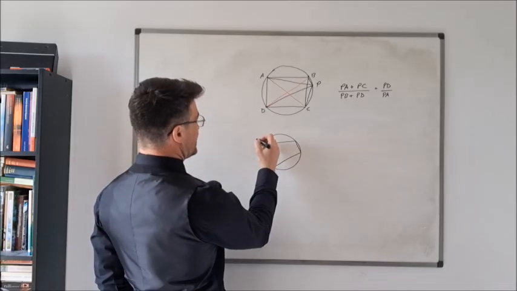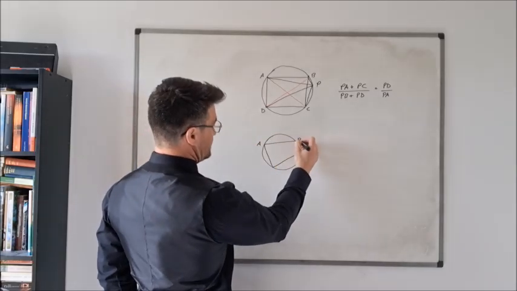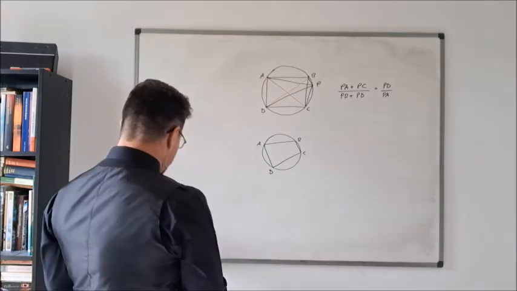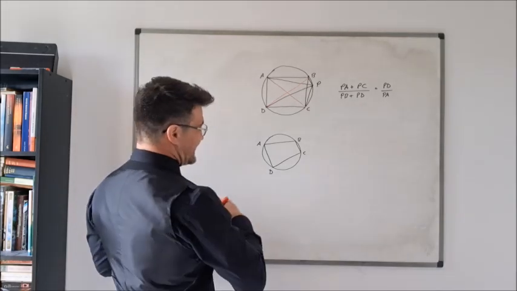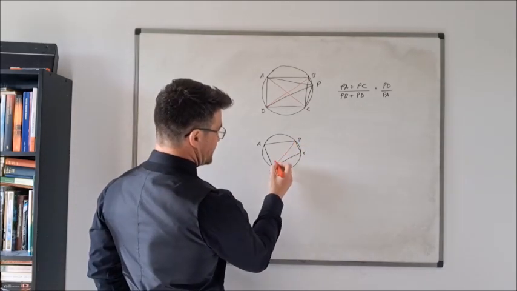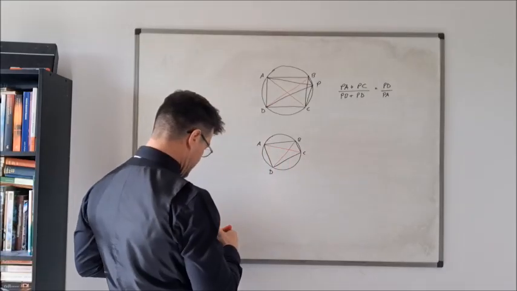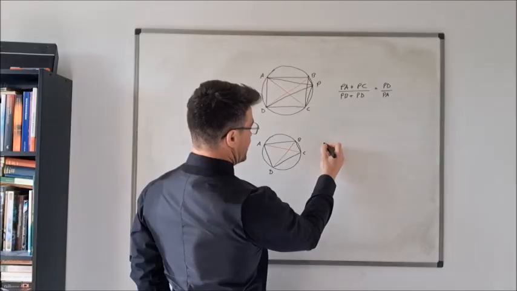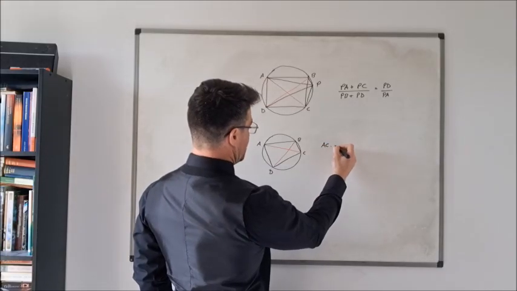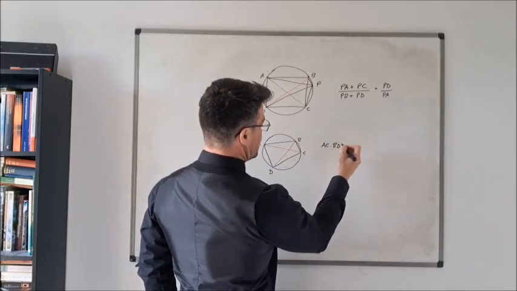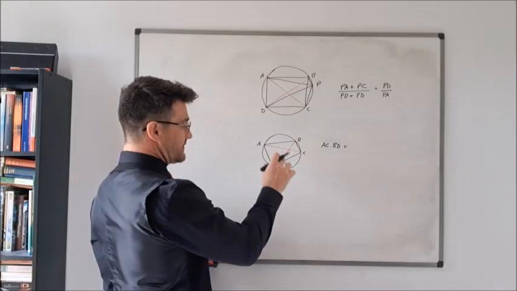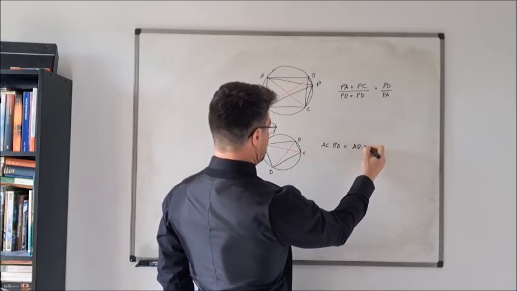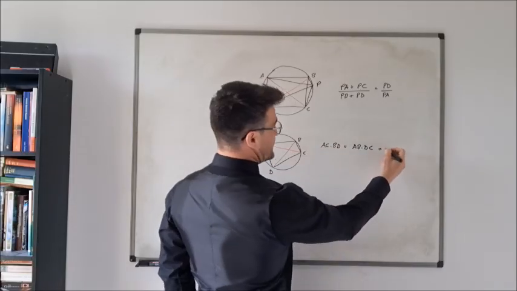So I'm going to use ABCD again, but this is a different situation. If we use ABCD, and if I draw in the diagonals of this cyclic quadrilateral, then what we get is that the product of the diagonals AC times BD is equal to the sum of the products of opposite sides. So AB times DC plus BC times AD.